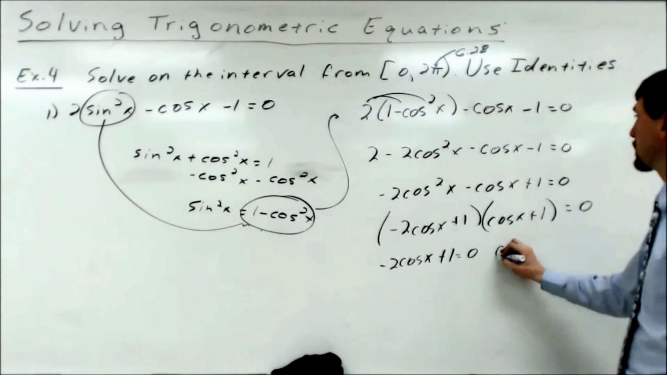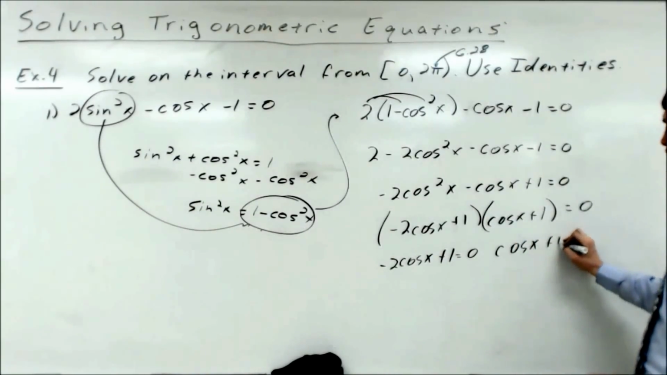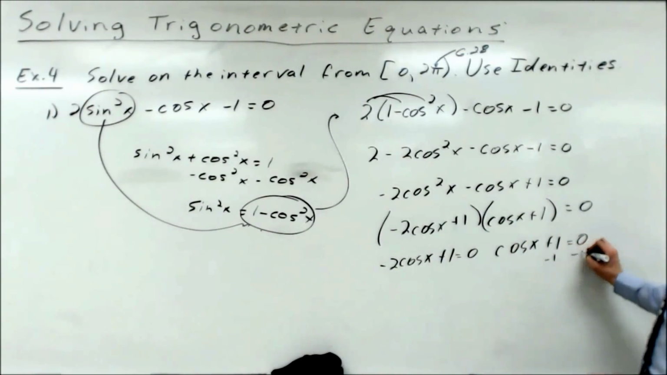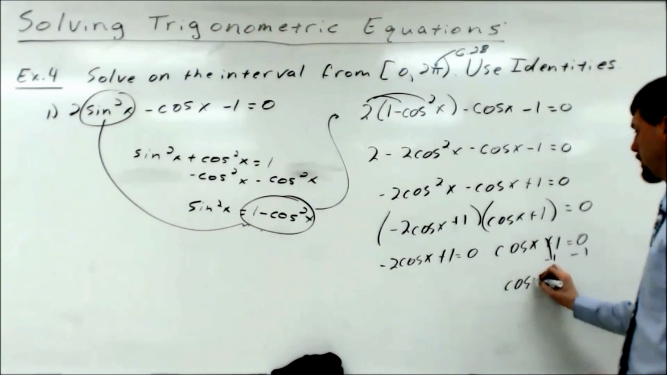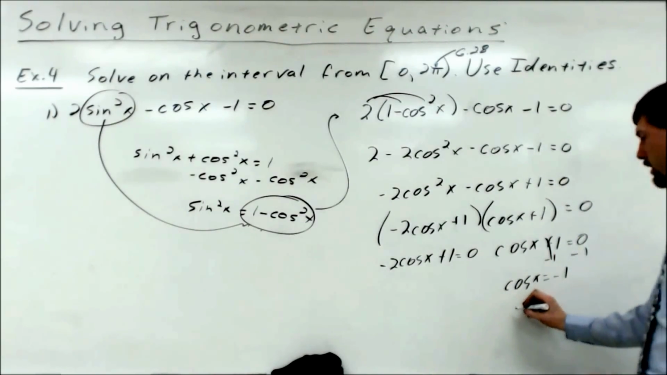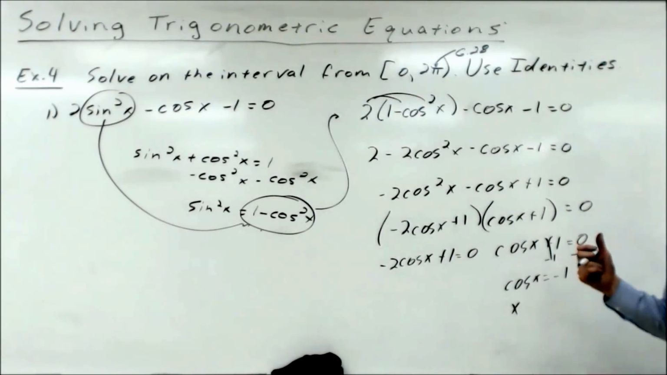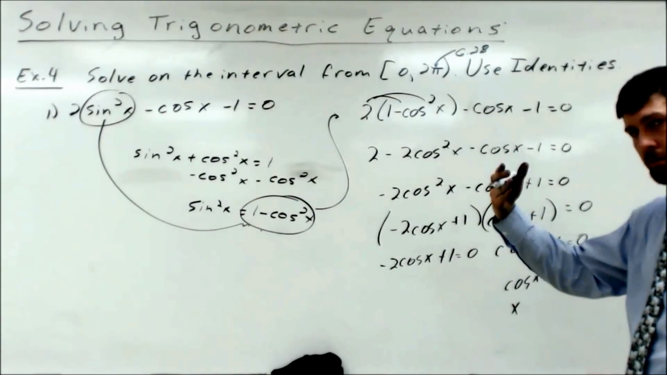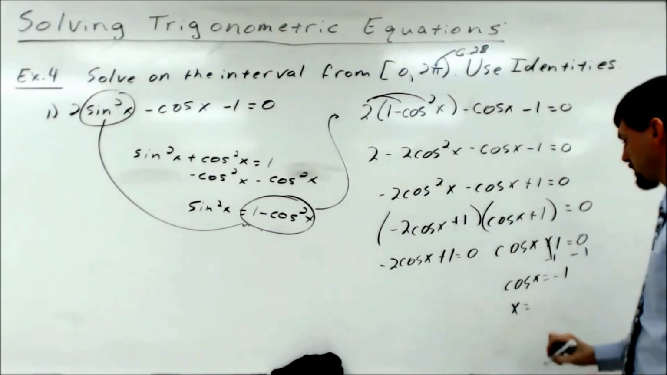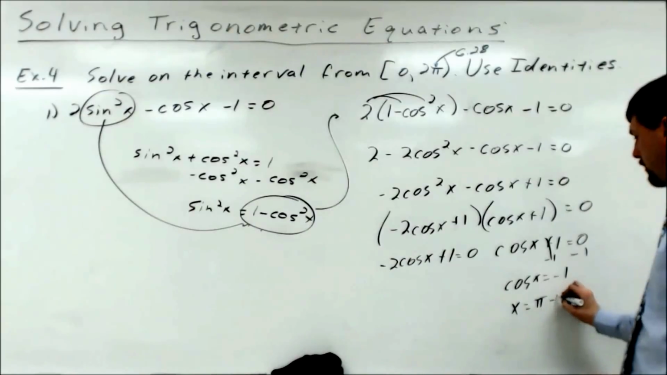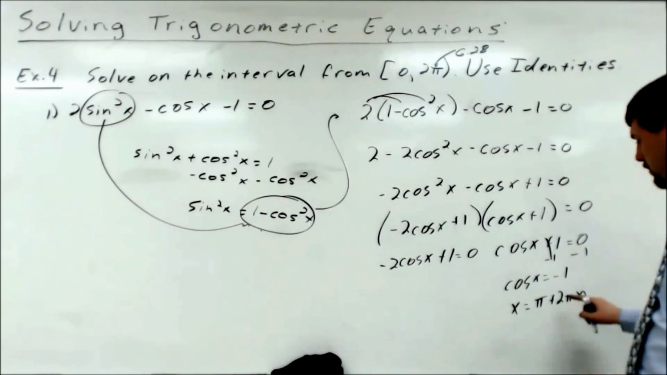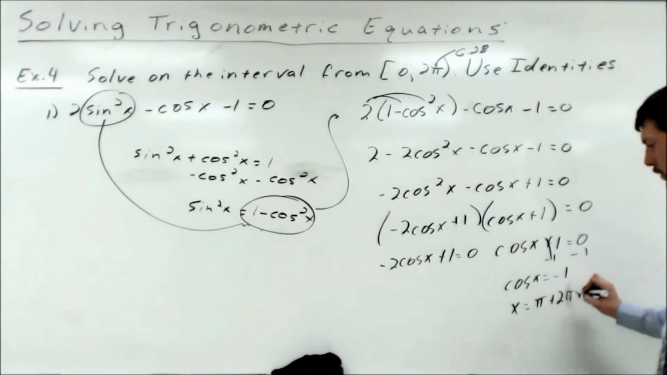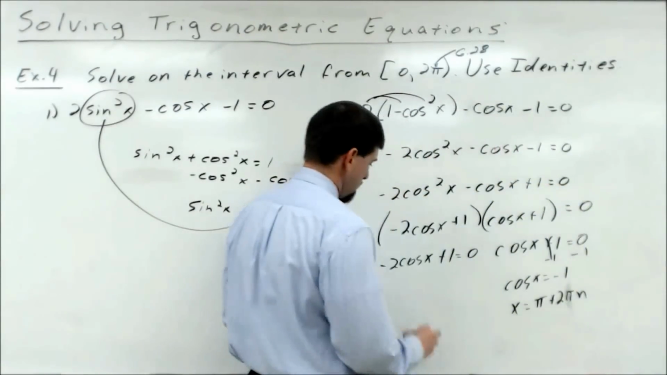Set each factor equal to 0. Cosine x plus 1 equals 0. Just go through and do the arithmetic. Move the 1. Set cosine x equals negative 1. Inverse cosine that, or intuitively, where are we going left? So that was going to be pi plus 2 pi n. We only get a horizontal distance of negative 1, that's once.